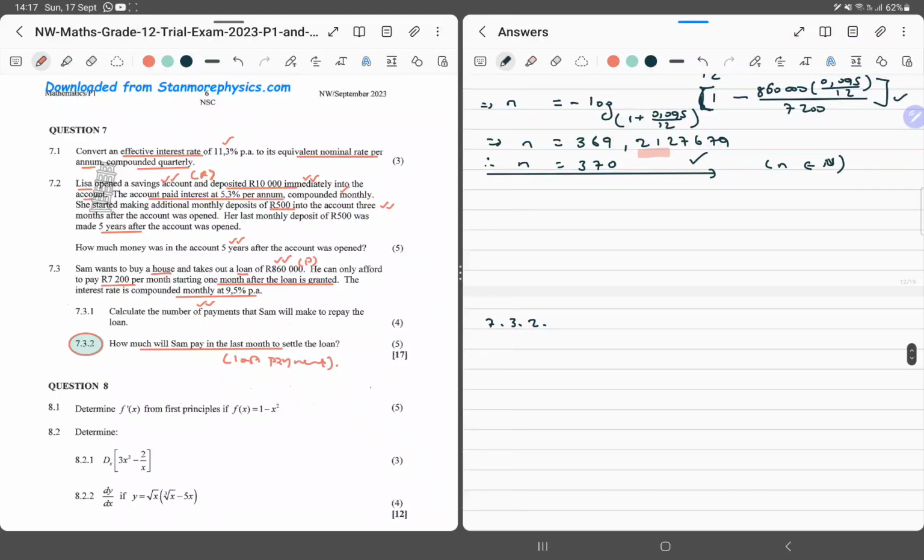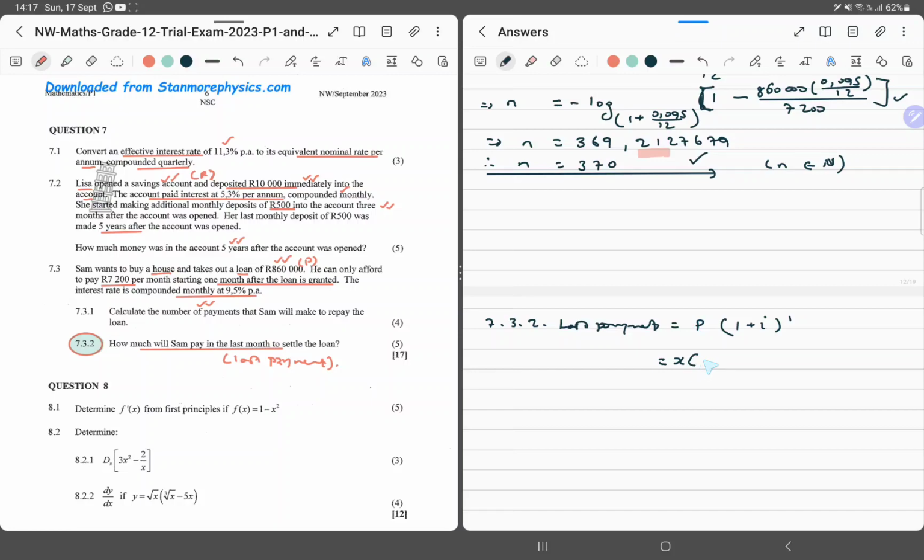Now the reason I'm doing this one is because the last payment is going to be the future value of the present value of the amount that remains, accumulating interest for 1 month. So we can say the last payment is going to be the present value that is accumulating interest for just 1 month. But now what is the present value?